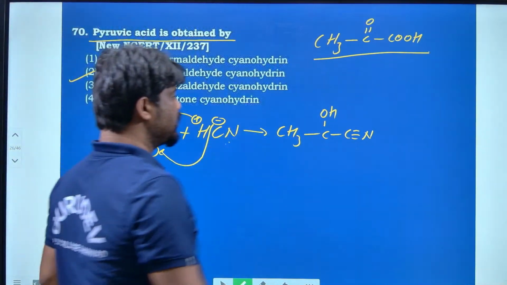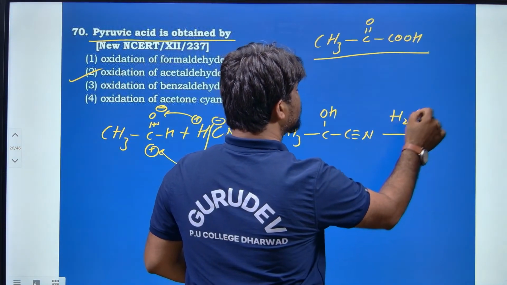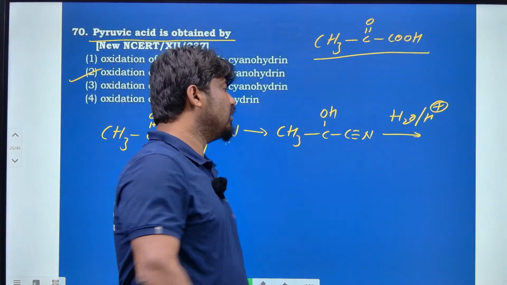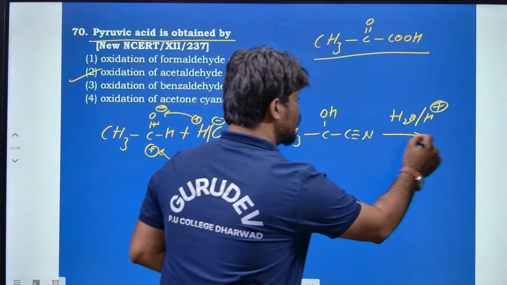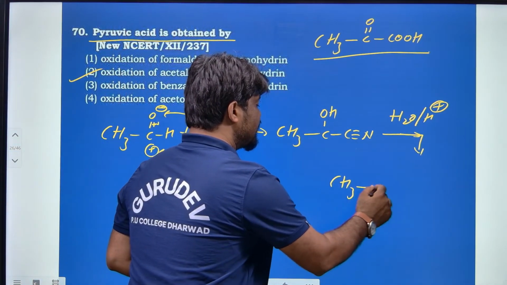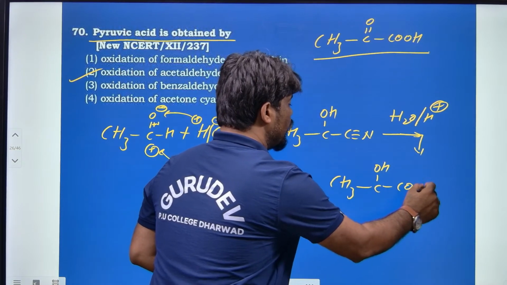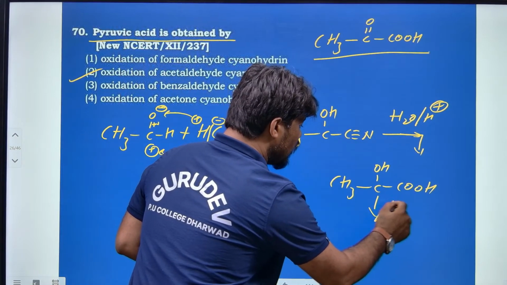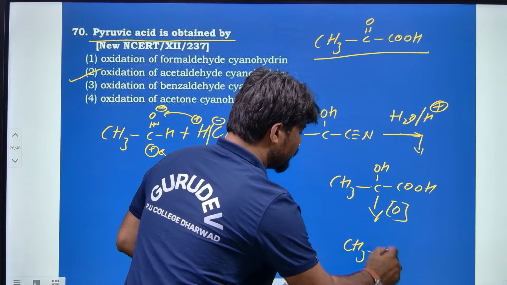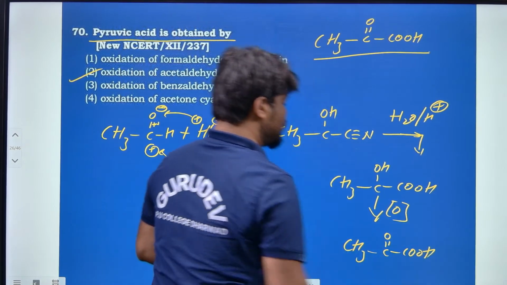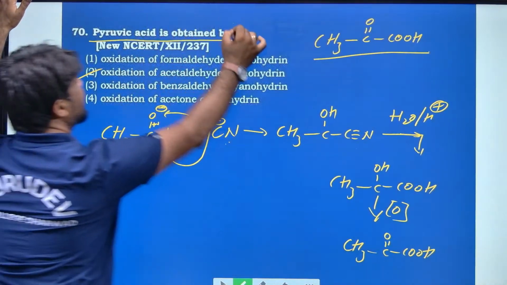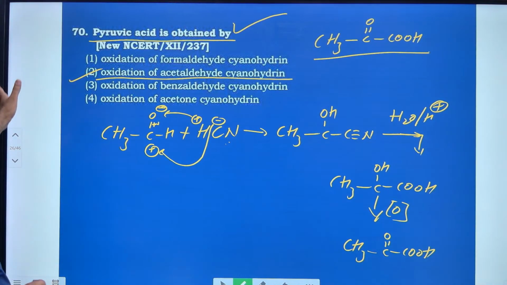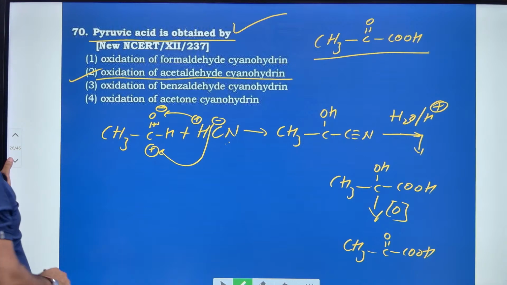Still, I will continue the reaction. When this molecule further undergoes addition of water in the presence of acid, the nitrile undergoes acid hydrolysis and gives what? Carboxylic acid. That is CH3, CHOH, COOH. Like this, it gives a carboxylic acid. When this molecule further undergoes oxidation, it results in the formation of pyruvic acid. So like this, I can obtain pyruvic acid by the oxidation of acetaldehyde cyanohydrin. Well, go to the next problem then.